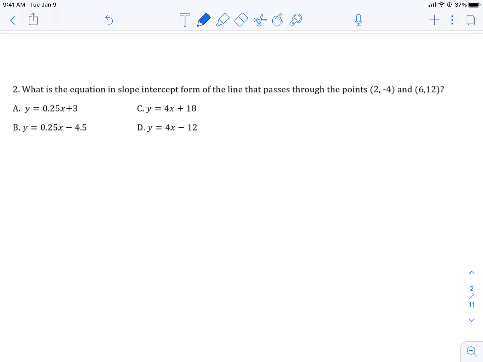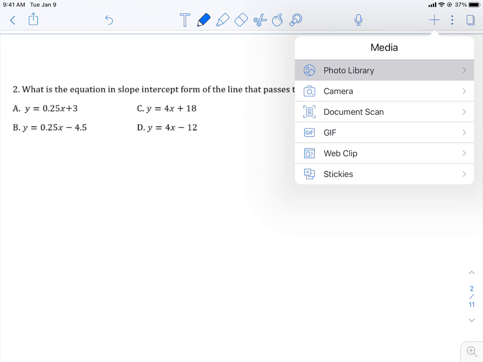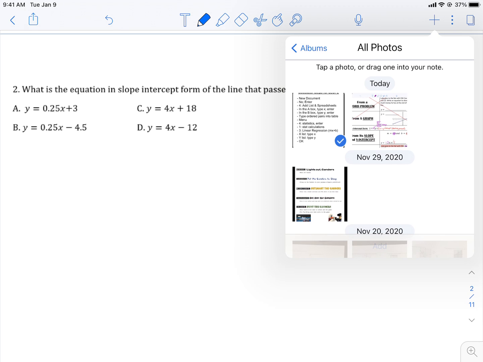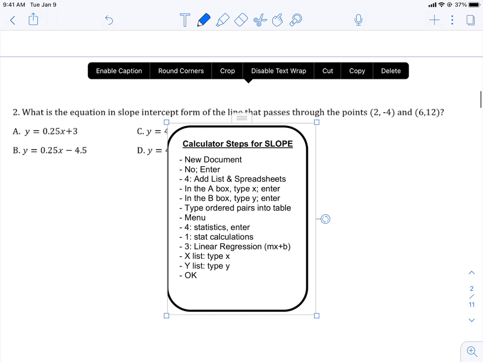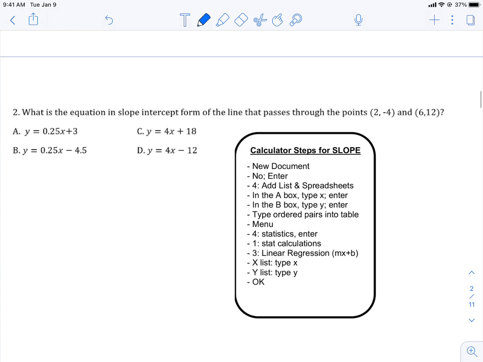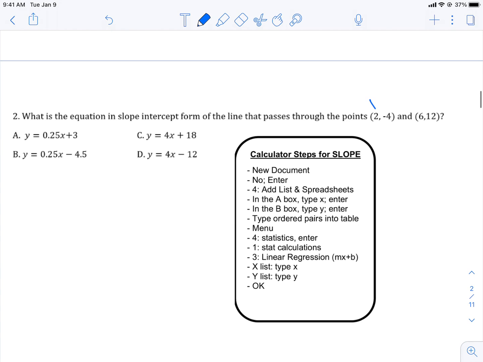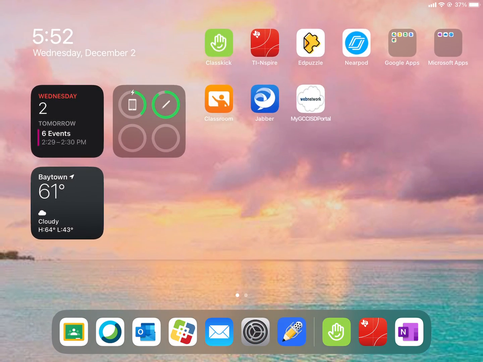What is the equation in slope-intercept form of a line that passes through the points negative 2, negative 4, and 6, 12? Well, that's where we're going to use our calculator. I'm going to go ahead and add in the steps just in case you haven't seen them. So I'm going to switch over to the calculator. We're going to plug in 2 for x, negative 4 for y, 6 for the second x, and 12 for the second y. So let's go to our calculator.